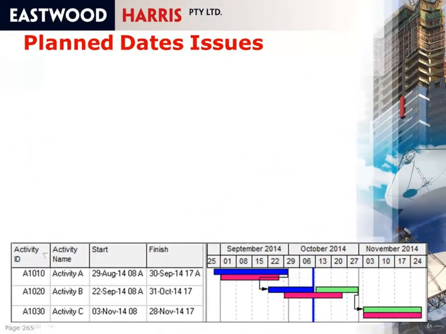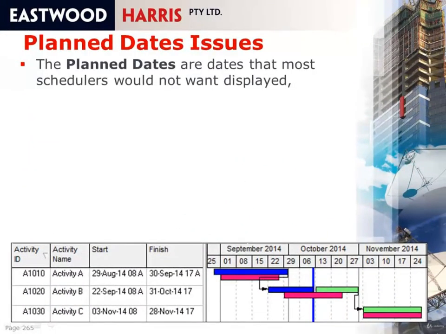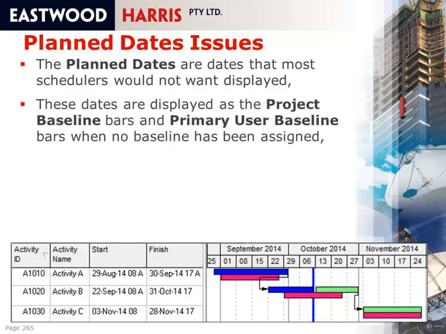Plan date issues. Having established that the plan dates are dates that most schedulers would not want displayed, in particular when you have an in-progress program, there are three issues you need to be aware of. First of all, these dates are displayed as the project baseline bars and the primary user baseline bars when no baseline has been assigned. So if I was to show a baseline against this program here, the baseline bars would be displayed as the planned dates and would not be a true baseline.